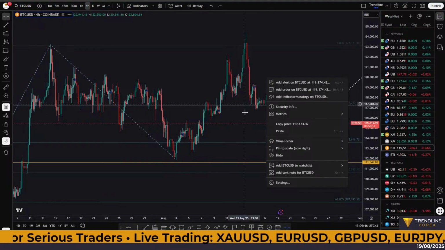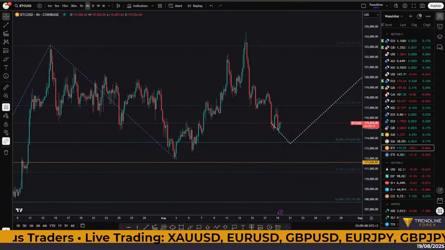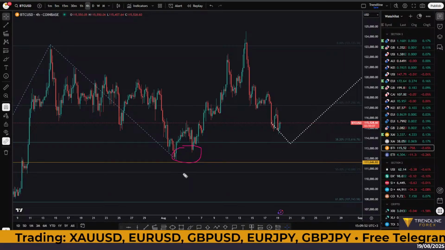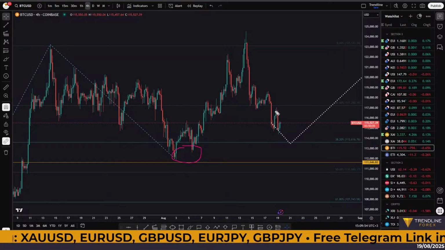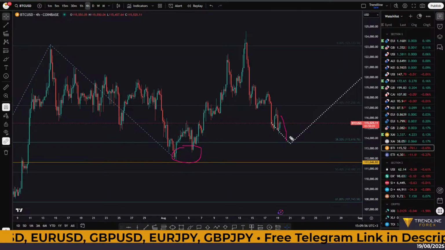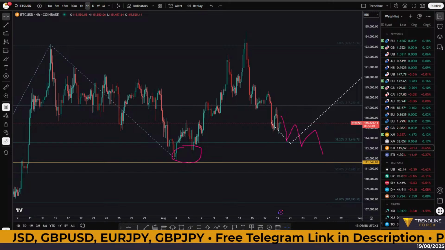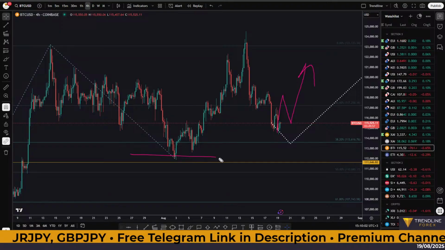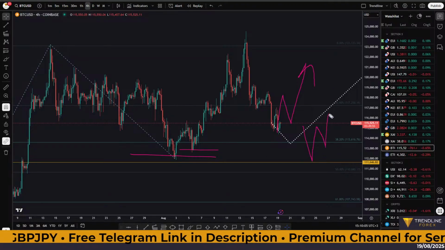However, we're also approaching this previous low. Let me just get rid of this window. Okay, that's good. We're approaching this previous low around 112,000, currently trading around 115.5. So are we going to see a continuation to the downside, or are we actually going to see a reversal right here? Even if we reach the previous lows, I would still expect a reversal.